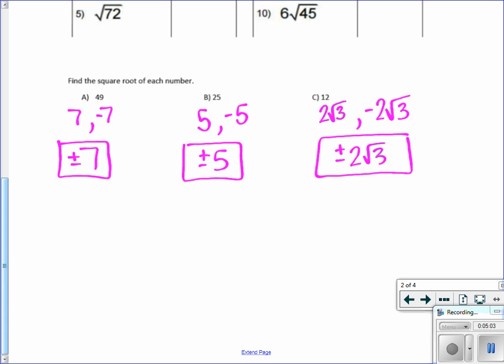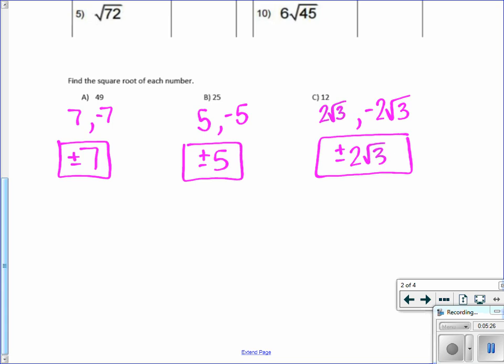For the negative 2 root 3, why doesn't the 3 go inside the bracket? Because they're connected. They're all one term. If it was a negative under the root, we'll talk about that later.